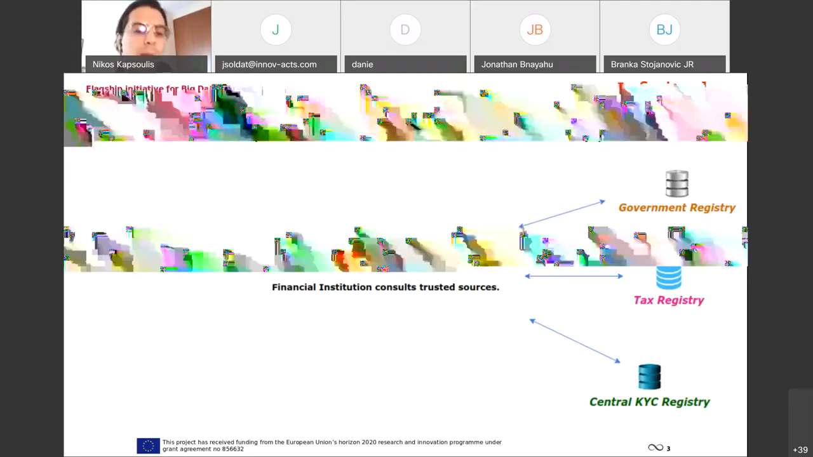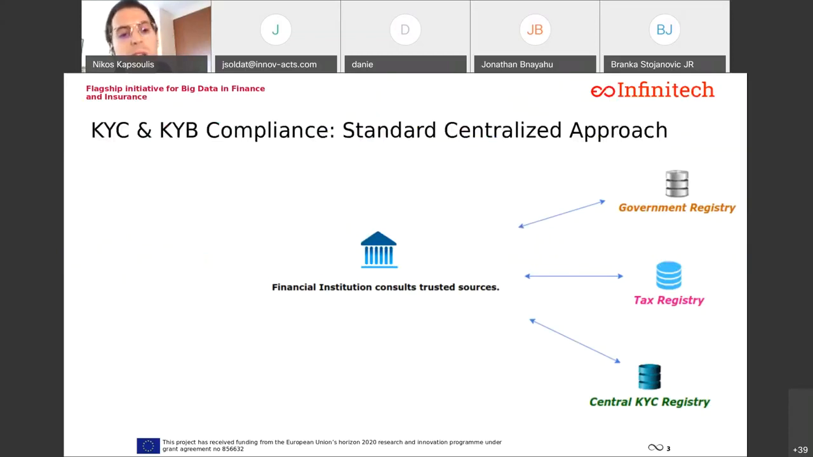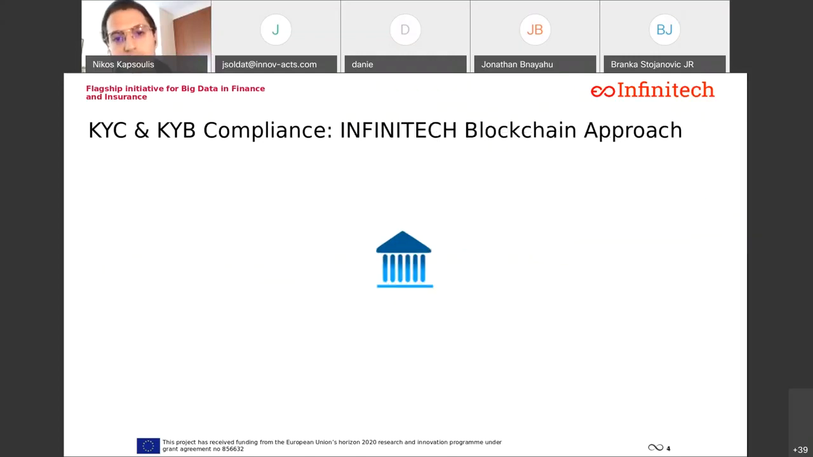which are actually very big companies dedicated to this business that keep client information stored. And after this whole procedure ends, there is the verification of the client, of course. So we're going to see now our solution on the INFINITECH blockchain, exactly how we have transferred this procedure and made it more efficient and effective.